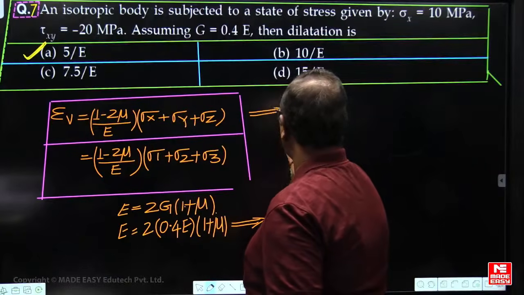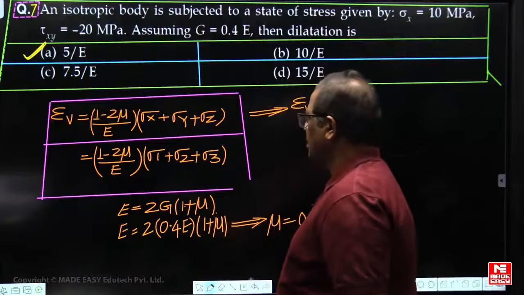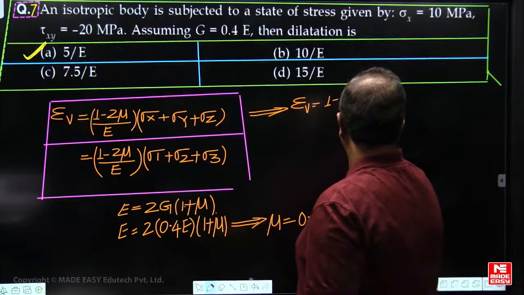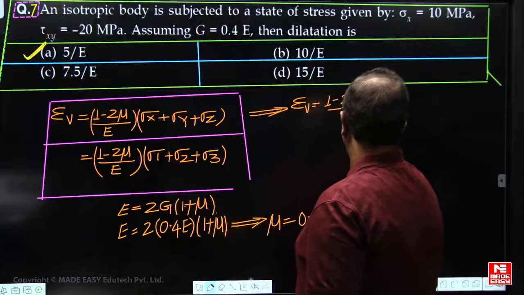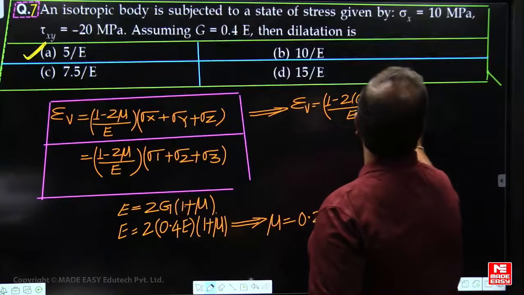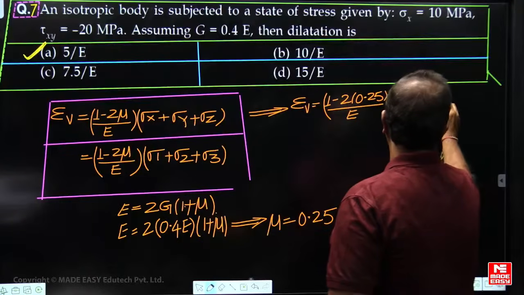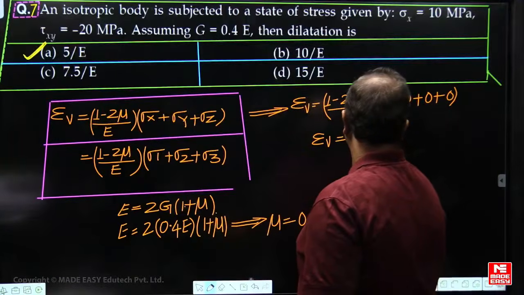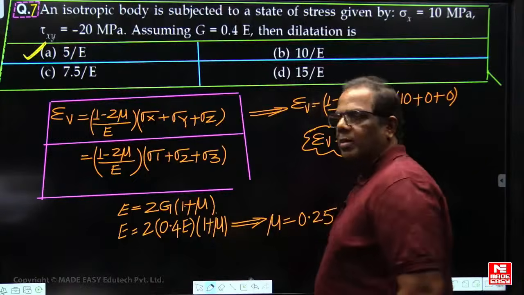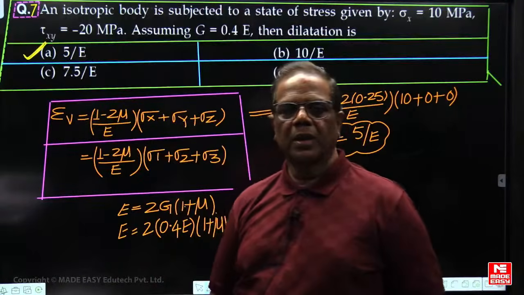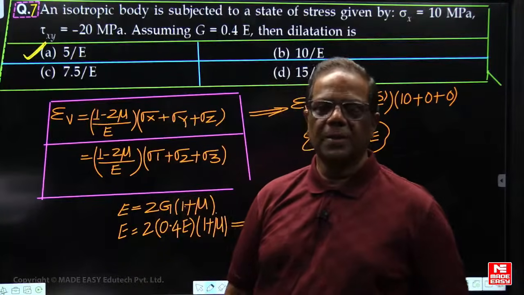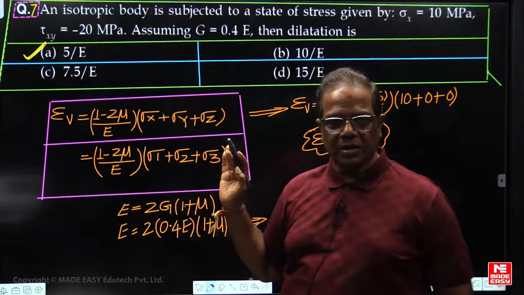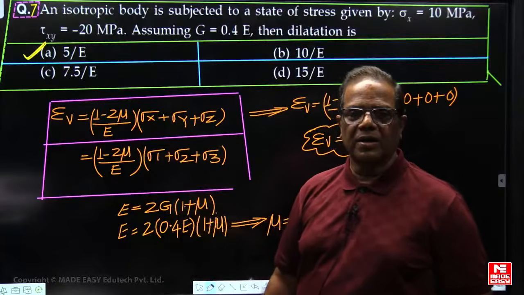Then go for this, volumetric strain: one minus 2 mu, over E, into sigma x plus sigma y plus sigma z. Sigma x is 10, sigma y 0, sigma z 0. So simplify, you will get it. First of all, you should know what dilatation is. Should be thorough with the different terminology. Some students are using this, then they will calculate the principal stress. The simple question, most of them are going to give the correct answer. But if you use this one, one more extra step is required. It's a waste of time.